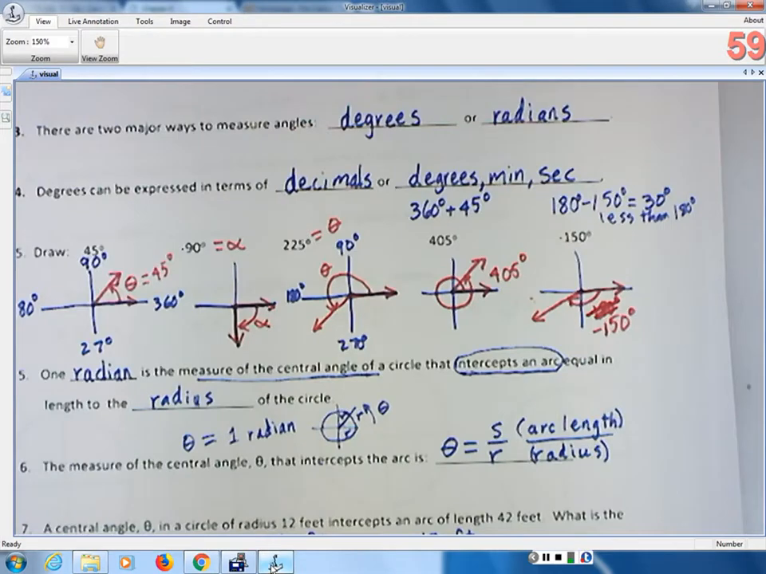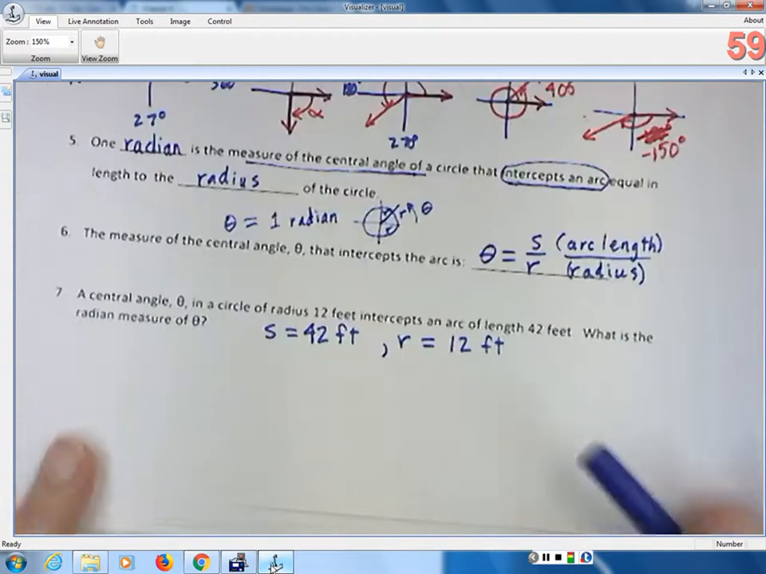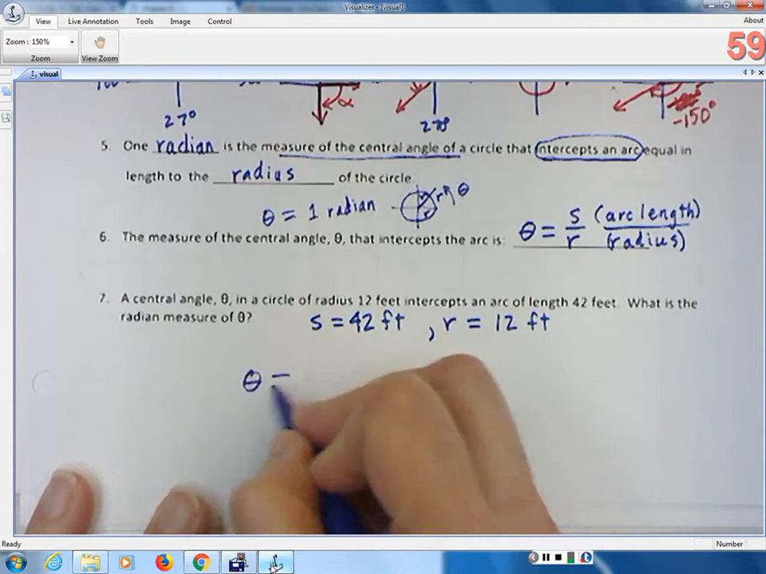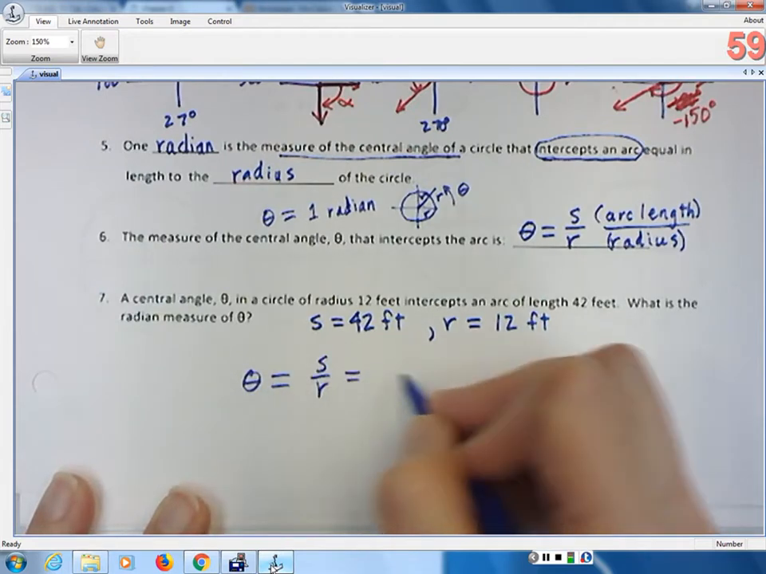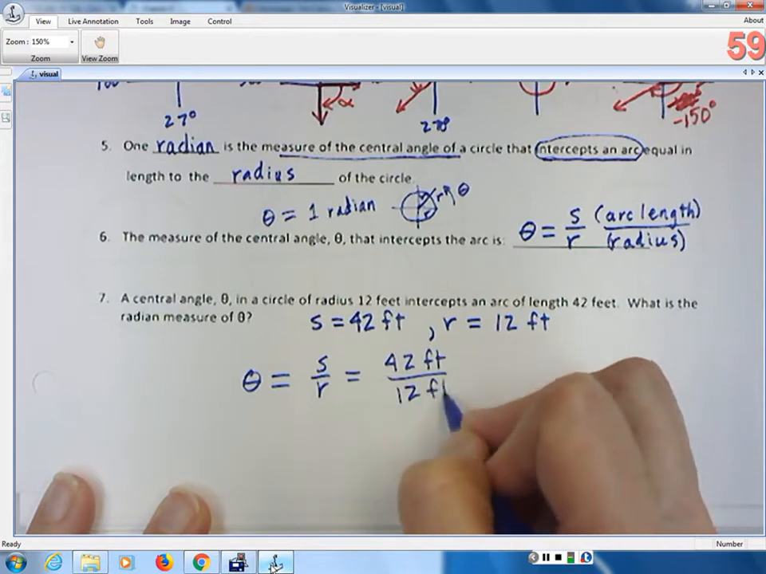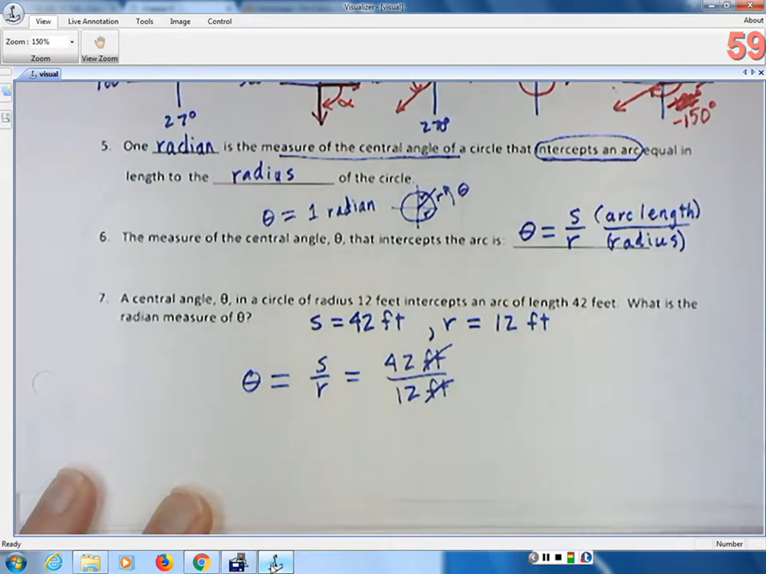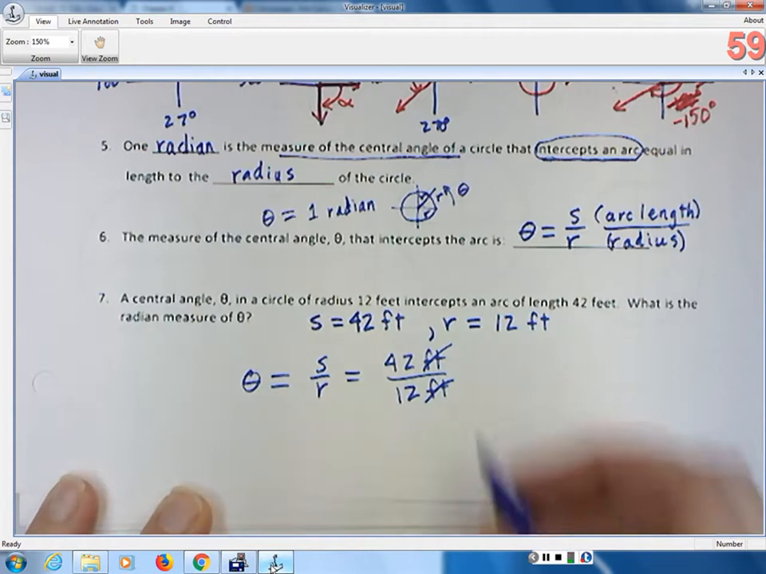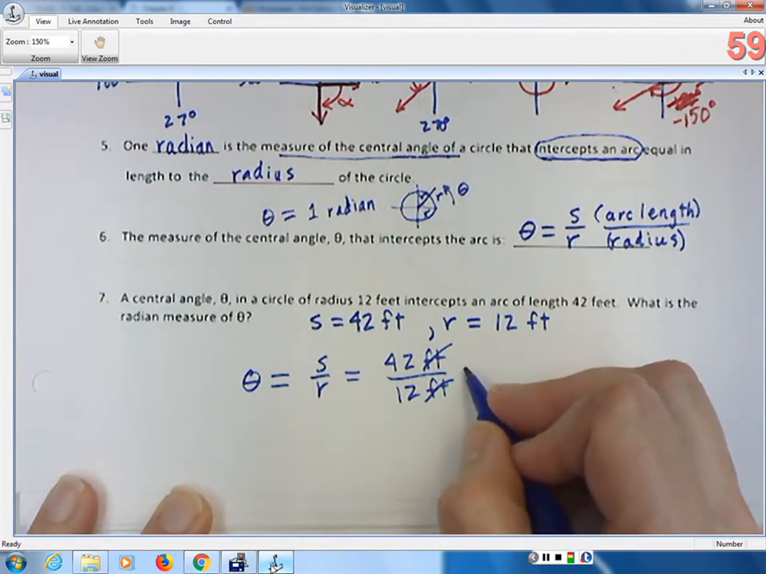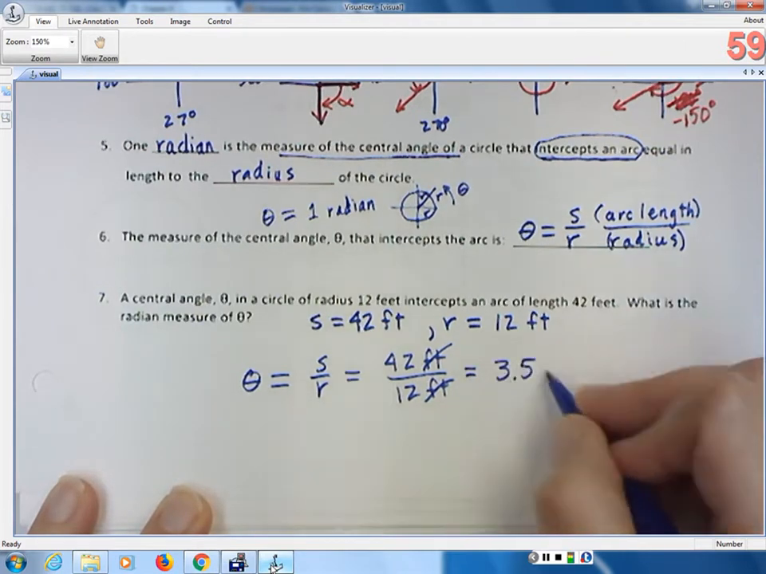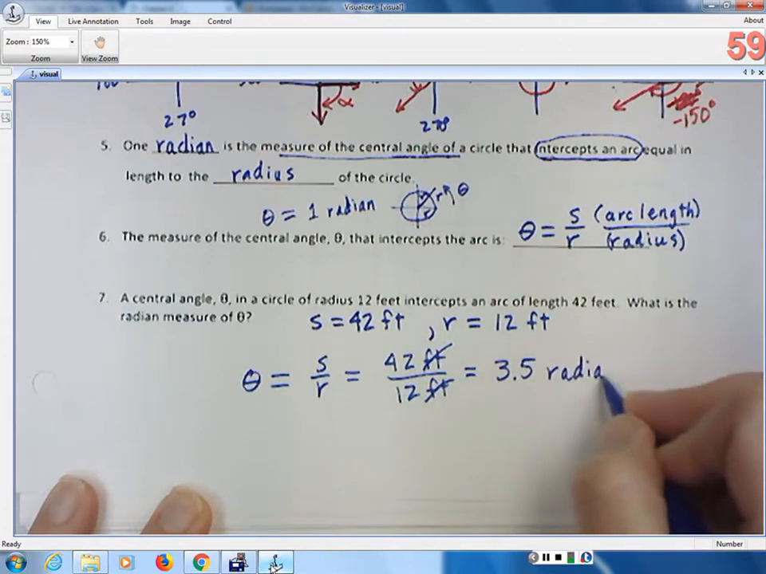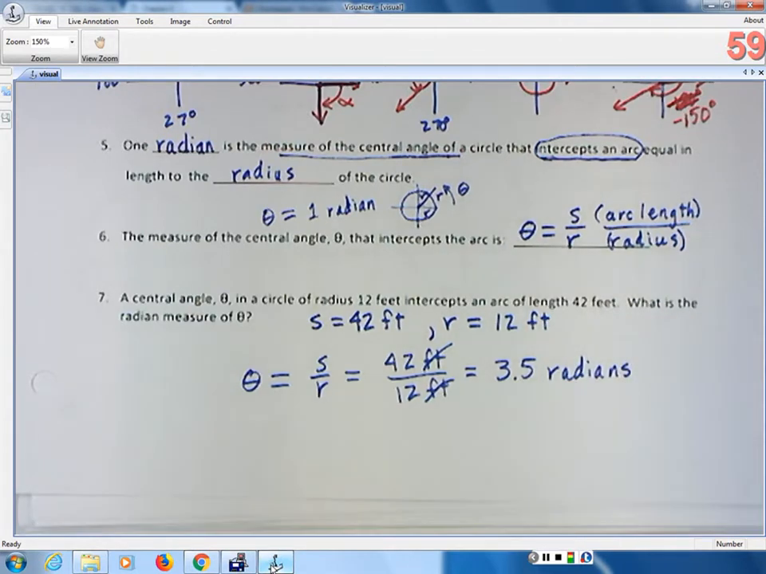So I'll go ahead and write this down. Theta is S over R, 42 feet divided by 12 feet. The units must cancel, so if I had something in inches, I'd have to convert to feet. And if you divide that out, you get 3.5, and it's in radians. It's important to write radians or put a degree symbol if it's in degrees. Okay? All right. So we're on the next page.